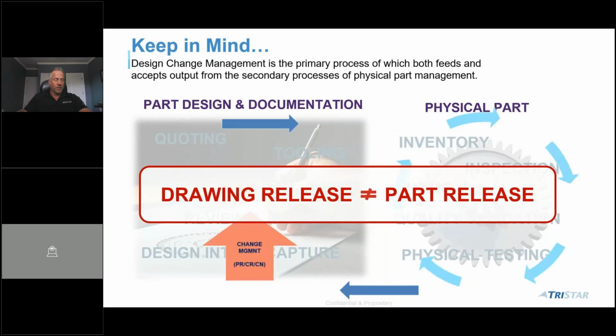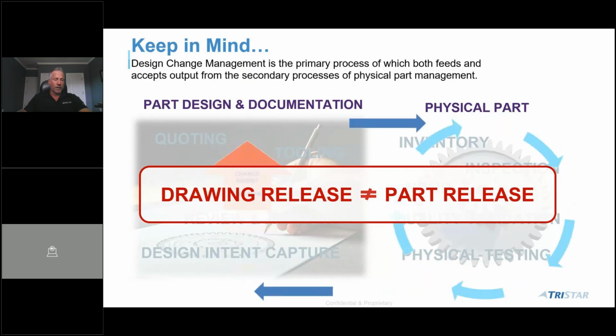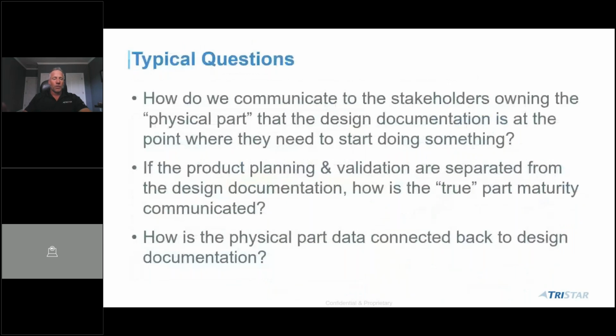And that's a tough transition for most customers, moving from drawing centric to part centric. And as I said, we'll talk through that. So when you start to separate design management from physical part management, one of the initial questions is, how do you communicate to the stakeholders that own these physical part management activities that the design documentation is at a point where they could start doing something? We're very specific on how we communicate that with our best practices. And again, we'll go through that in the next few slides.